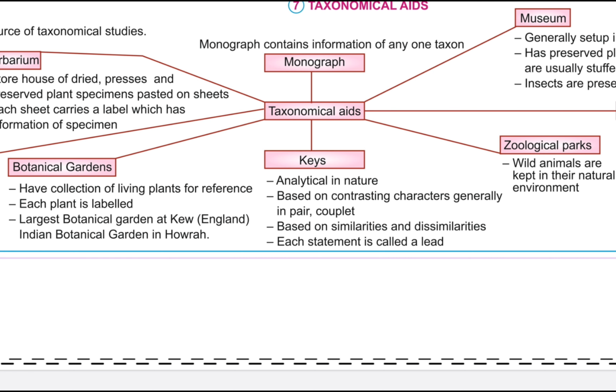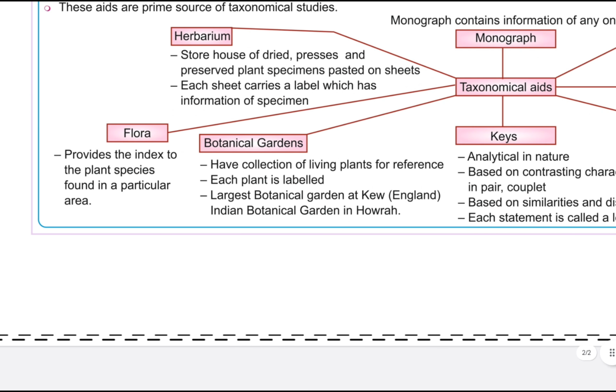Each statement is called a lead. Botanical garden: has a collection of living plants for reference. Each plant is labeled. Largest botanical garden at Kew, England. Indian Botanical Garden in Howrah. Flora: provides an index to the plant species found in a particular area. Herbarium: storehouse of dried, processed and preserved plant specimens on sheets. Each sheet carries a label which has information of the specimen.